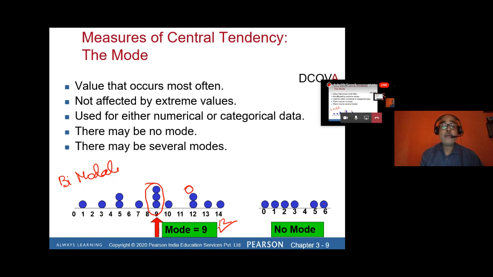So which one is better? The organization which has a single mode. If it has two modes, it means the chances of groupism and fights are more. So a bimodal class is always bad. So what is the best situation here?